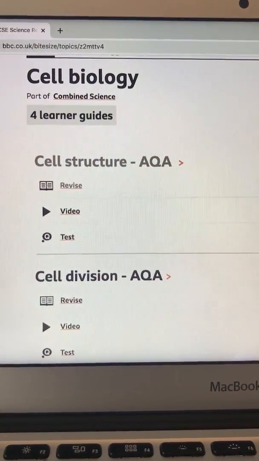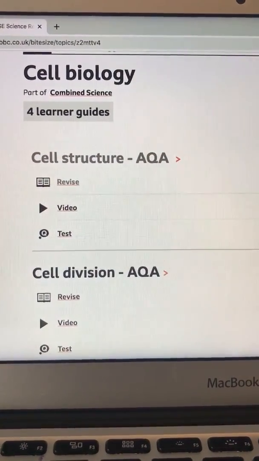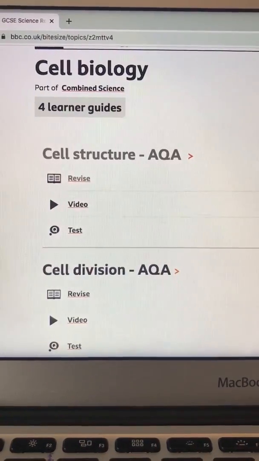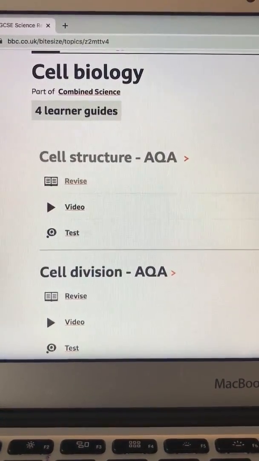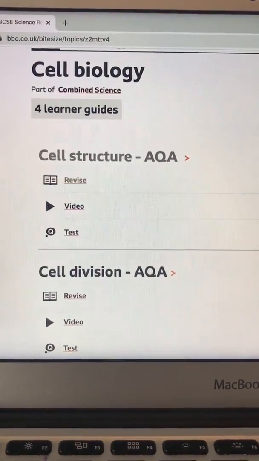Okay, if you have internet access and a laptop or a computer, or even you can use your mobile phone. I hope it helps.